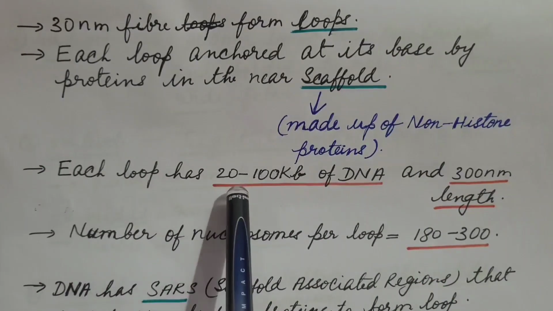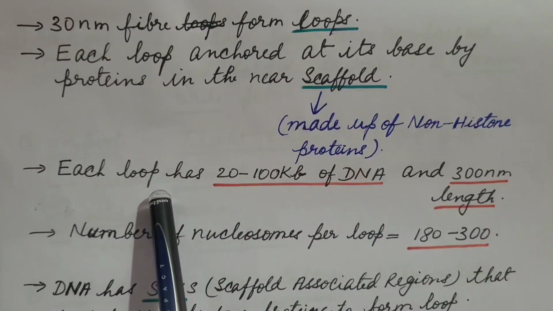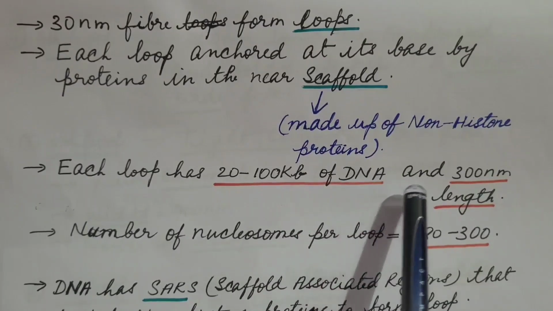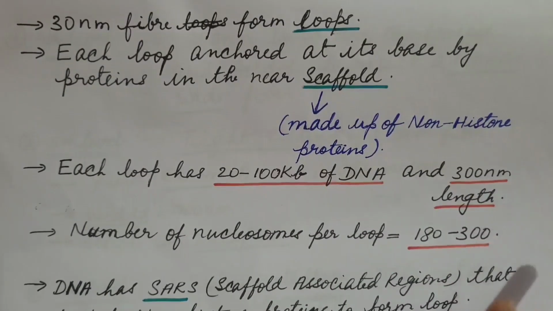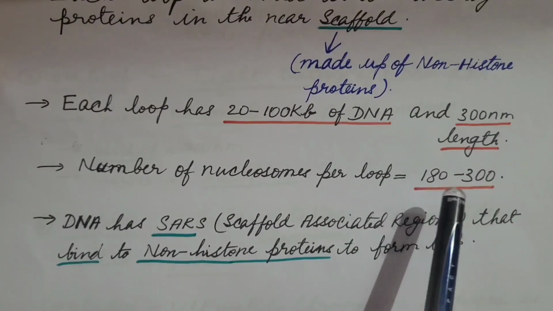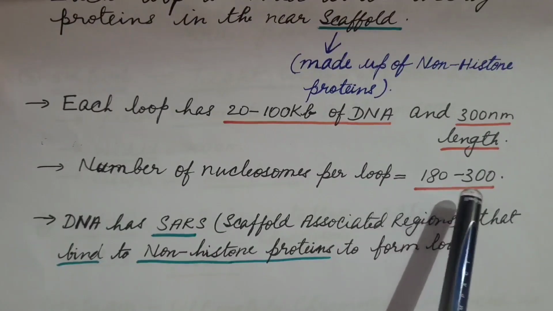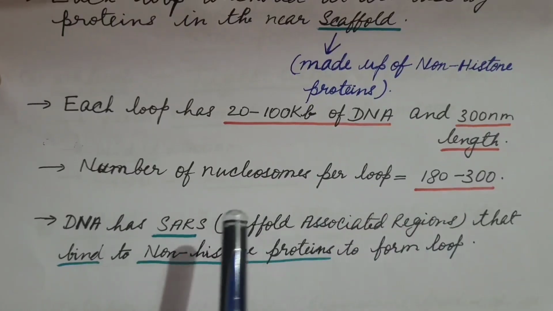Each loop has 20 to 100 kilobase pair of DNA. That is, each loop is made up of 20 to 100 kilobase pair of DNA and length of each loop is 300 nanometer. Number of nucleosomes per loop is 180 to 300. That is, there are 180 to 300 nucleosomes present per loop.